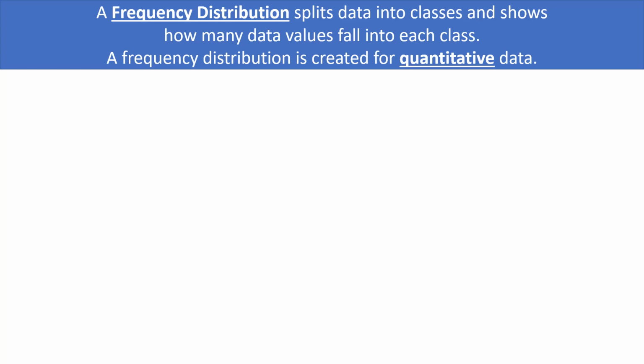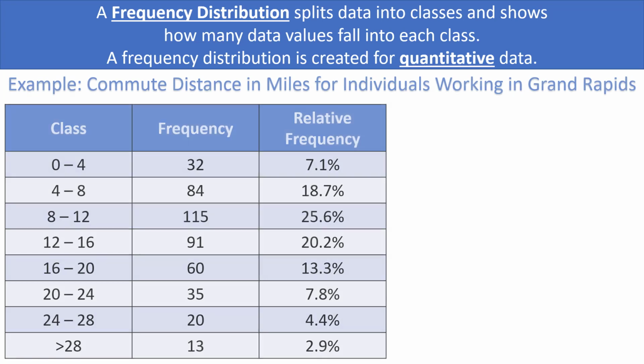So I think the best way to show you what that looks like is to just show you an example. So here's an example of a frequency distribution for the variable of commute distance in miles for individuals working in Grand Rapids. And traditionally, this is going to have either 2 or 3 columns. And the first column is going to be just titled class or maybe bin. And this is just kind of groups for your quantitative variable.